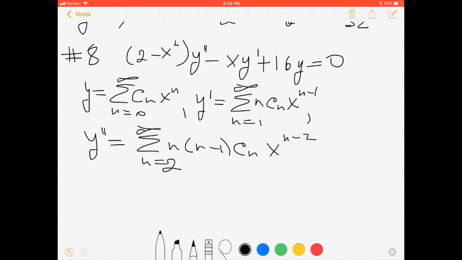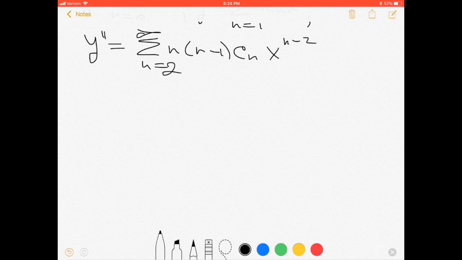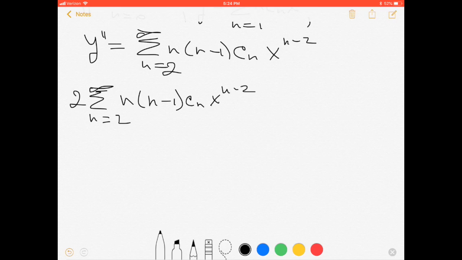Okay, use all these 3 series, plug them into our equation and distribute. We have twice the sum, n starting with 2 to infinity, because twice the second derivative will be n(n minus 1) Cn x to the n minus 2, minus x squared multiplied by the second derivative. X squared we put inside, and it fixes our power.